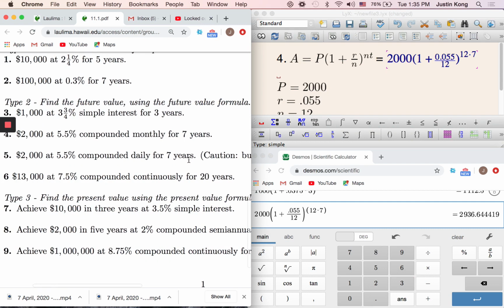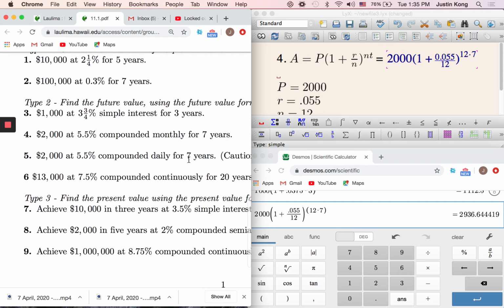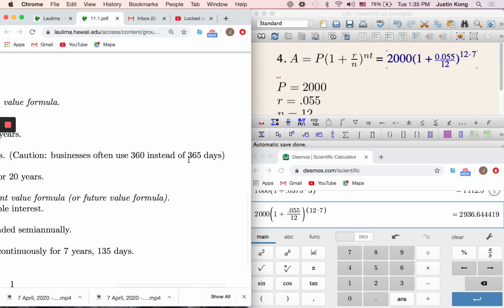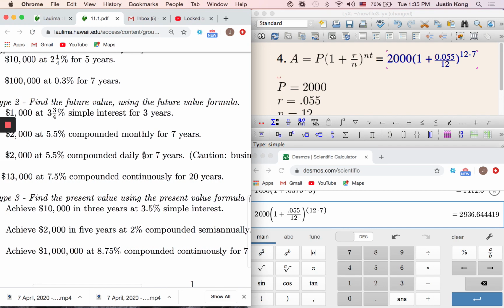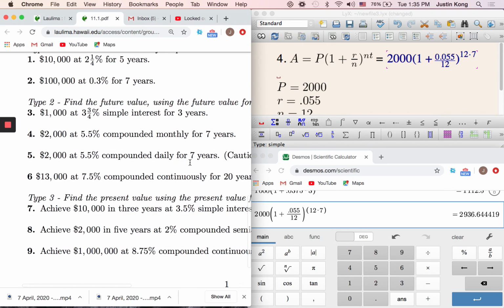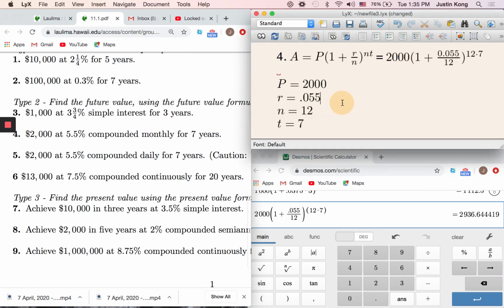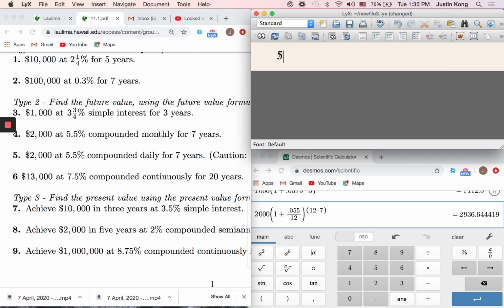Okay, so next one. This one's a little bit weird. When it says compounded daily, for some reason, businesses use 360 instead of 365. So be aware of this when we do the calculation. We're actually going to use 360 instead of 365. Don't ask me why that is, because I actually don't have a good answer for you. You can probably Google search it and figure it out.